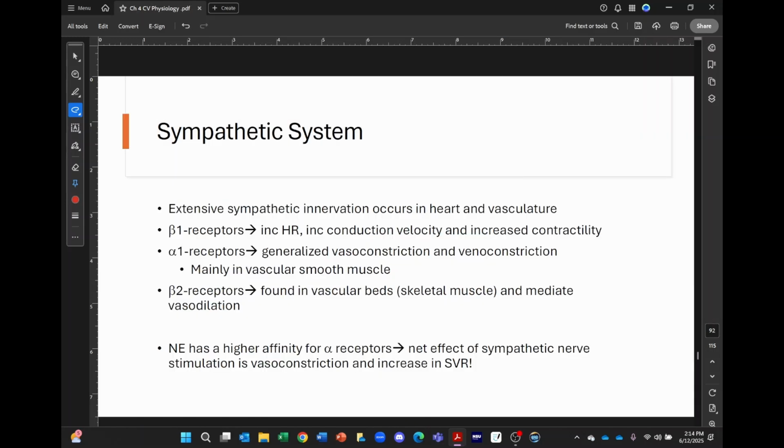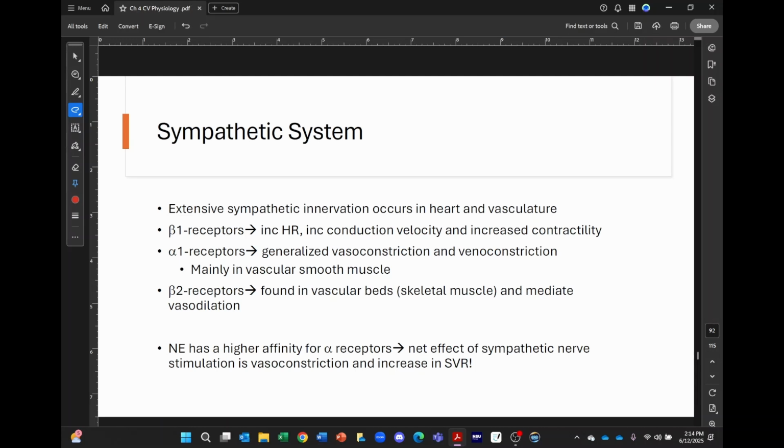The sympathetic system, that's the excitatory, fight or flight. Beta 1 receptors in the heart, when you activate them, are going to increase the heart rate, increase conduction velocity, and increase contractility. So the heart's going to squeeze harder, it's going to squeeze faster. When that happens, what happens to your cardiac output? Increases, it goes up. Think fight or flight. If the sympathetic system's working, we're running away from a bear, you need a lot of blood to do all that, your cardiac output better go up.